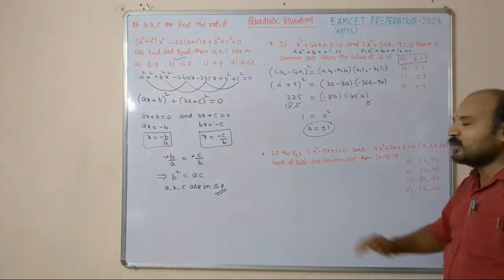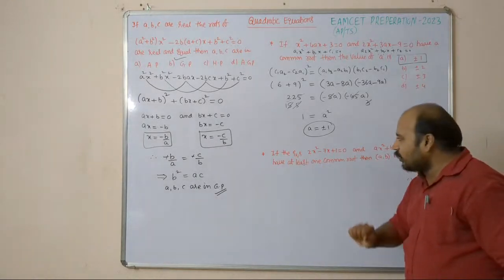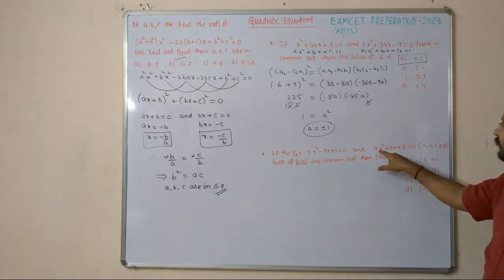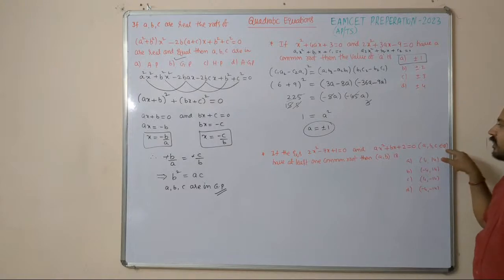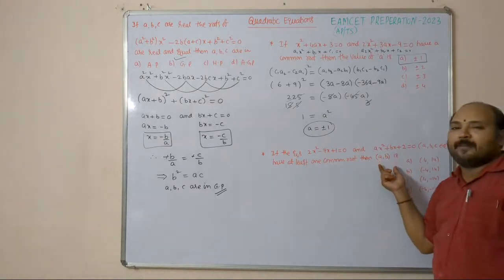Come to the second question. In the second question, if the quadratic equations 2x square minus 7x plus 1 equal to 0 and ax square plus bx plus 2 equal to 0, where a, b, c belong to Q, have at least one common root, then a comma b.